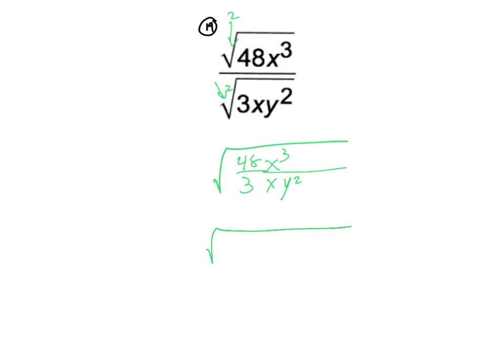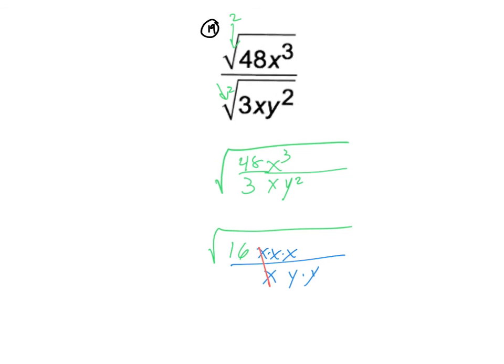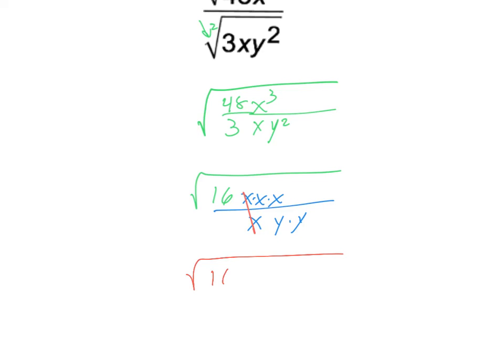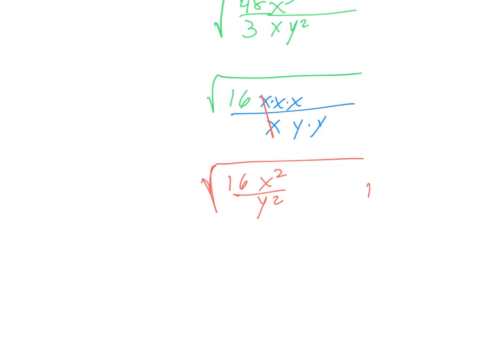3 goes into 48 16 times, and then we have 3 x's appear, x times x times x, and then on the bottom we have 1x and then y times y. You can see that one of these x's cancel, so what you're left with is 16x squared over y squared, and it's all under the root. Alright, I can break down 16 into 2 goes into 16 8 times, 2 goes into 8 4 times, 2 goes into 4 twice, 2 goes into 2 once.